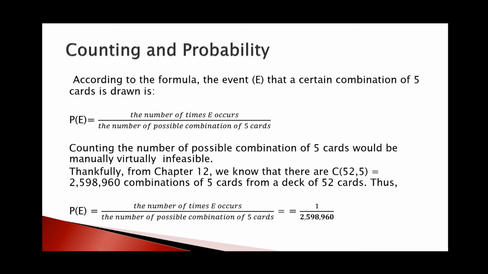Thus, the probability that we can pick 4 twos and a 3 of hearts is 1 over 2,598,960. That is extremely rare.